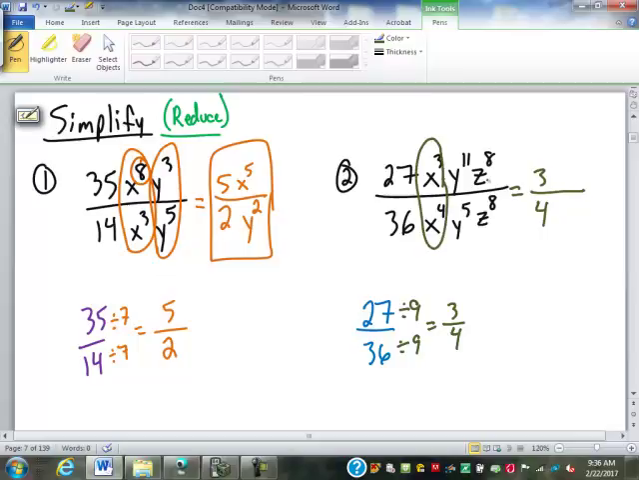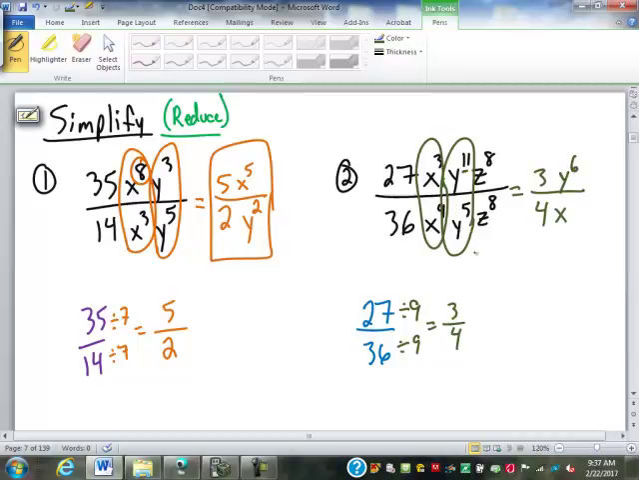Now for the variable, x is going to end up where? Bottom, because the larger power is the 4 and it's on bottom. It's going to have a power of 1, or just x. 4 minus 3 is 1, so it's x to the 1, or just x. Y is going to end up where? On top, because the larger power was on top. And it's going to have a power of 6. Good. 11 minus 5 is 6.